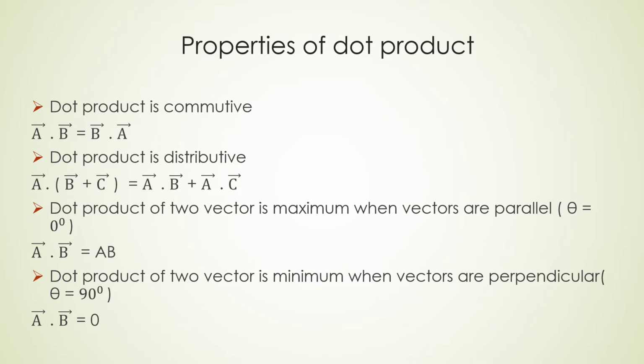Next, the dot product of two vectors is maximum when vectors are parallel, that is theta is equal to 0 degree, that is cos 0 degree is 1. So we can write the equation as A dot B is equal to AB. Next, the dot product of two vectors is minimum when the vectors are perpendicular, that is 90 degree, so that cos 90 is 0. So A dot B is equal to 0.